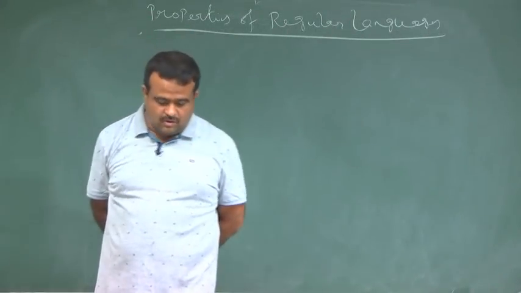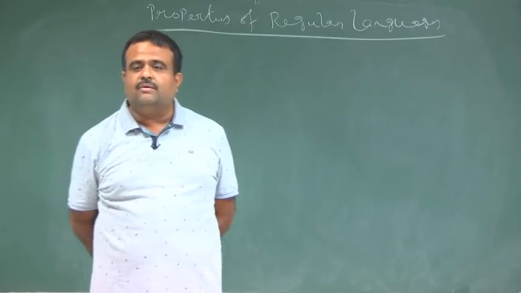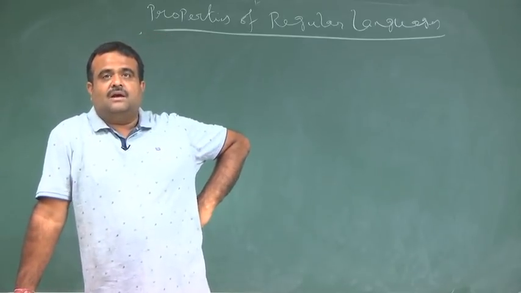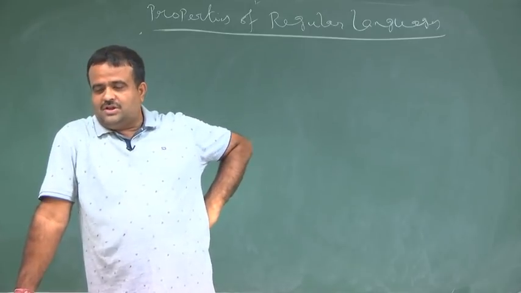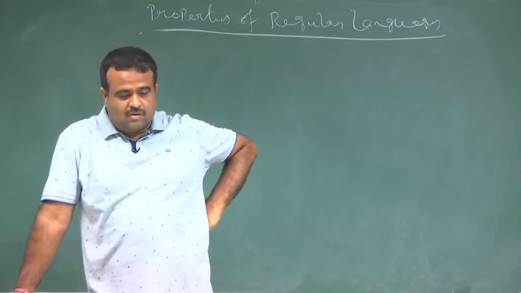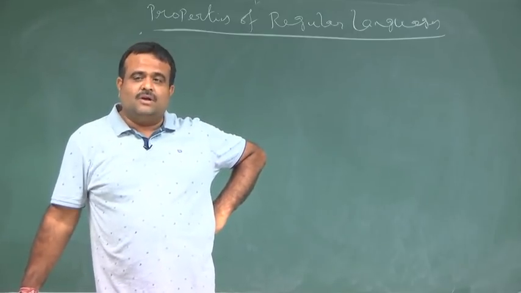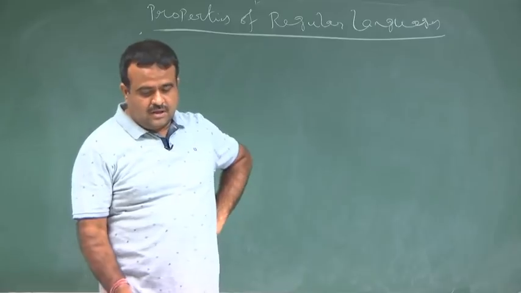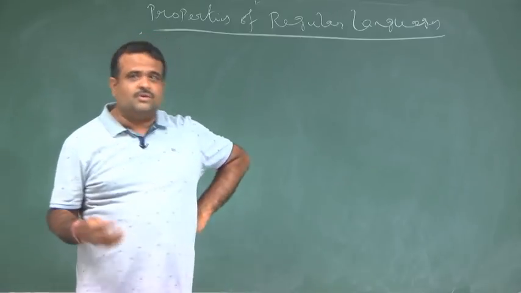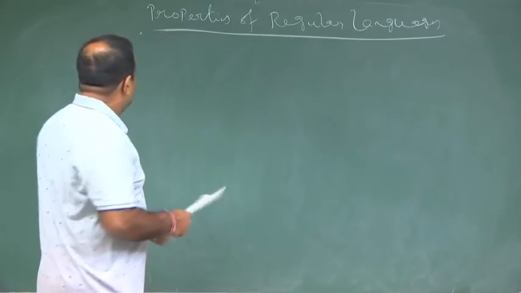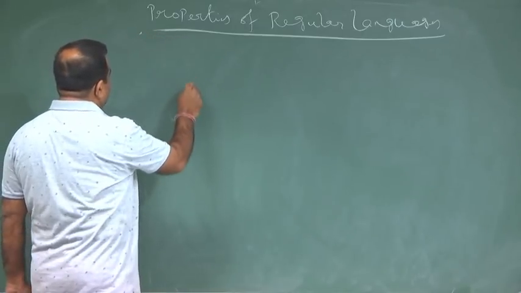Okay, so we are going to talk about the regular languages and their properties. That means, if we are given two regular languages, whether their union, intersection, concatenation, or complement is regular or not. So, this type of properties. We want to see whether regular languages are closed under these properties.